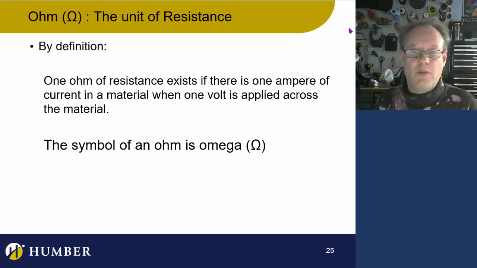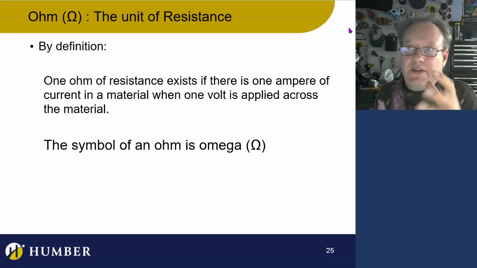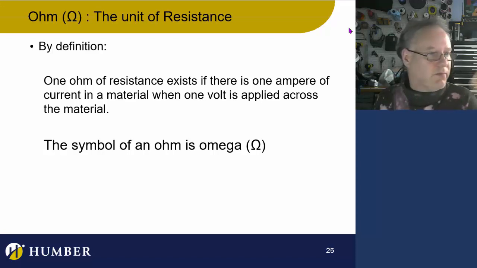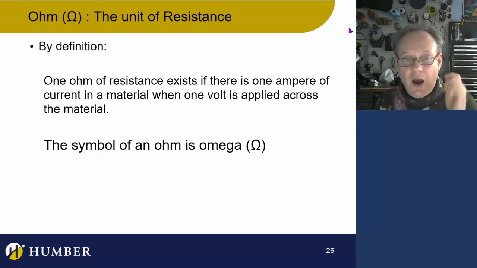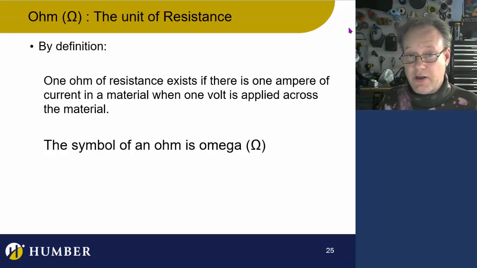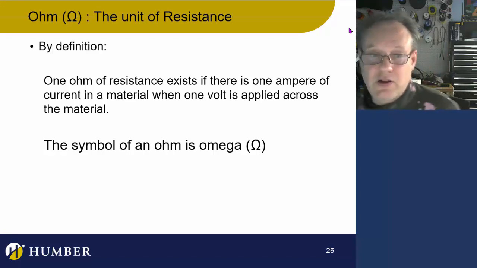Good. So the ohm exists if there's 1 ampere. There's actually some kind of definition of 1 ohm. An ohm is a value of measure. It's what we measure in. So there must be some kind of definition of how to know how much it is. And it's this: 1 ohm of resistance exists if there's 1 ampere of current in a material when 1 volt is applied across that material.